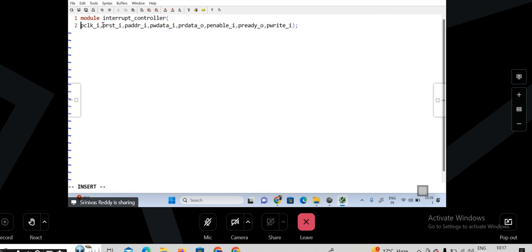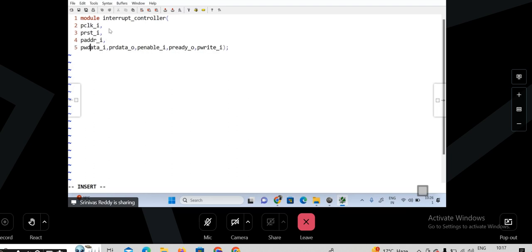Did you understand? Now this is nothing but the port list. These are the port list for the APB, and these are the port list for the interrupt control. Now I should declare what are the inputs and what are the outputs. Shall I declare here itself, like input clock? I can do it that way also. Here also, input reset. This is an input.